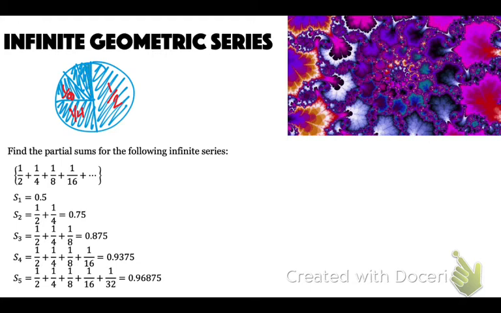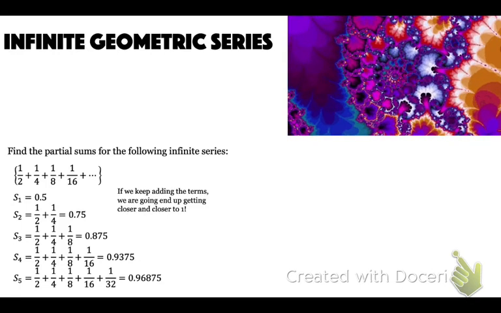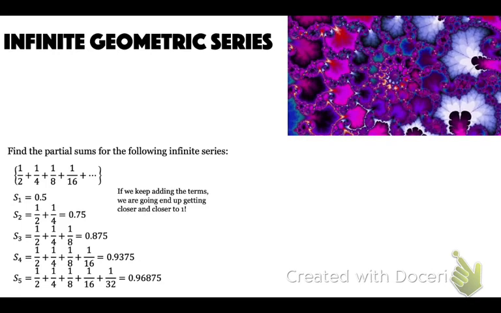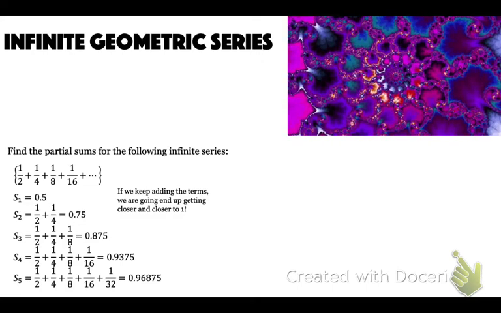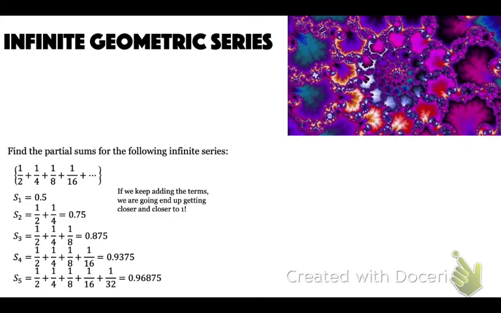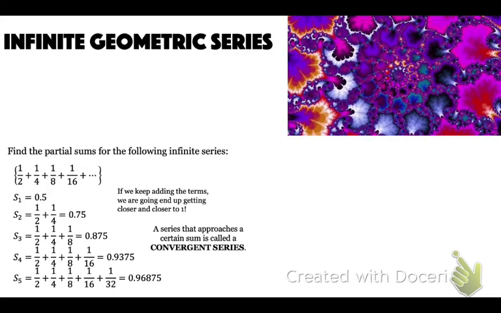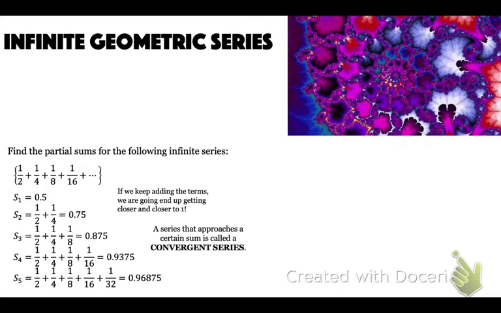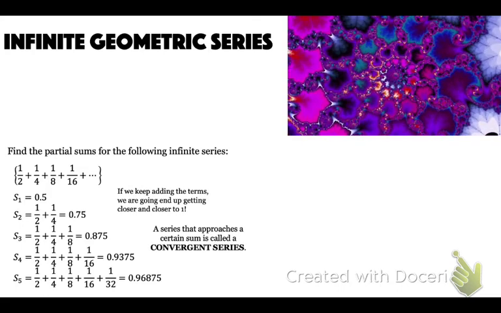If we really think about it, we could keep splitting in half forever, but in the real world, the pie's going to be gone at some point. At some point we're just going to eat the whole thing. So this is approaching 1. It's getting closer and closer to a whole, which means when we are approaching a value, it is called a convergent series. That means it converges on one point.